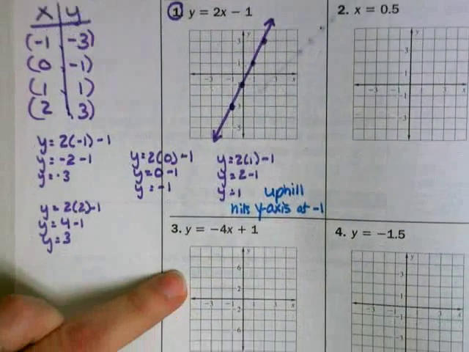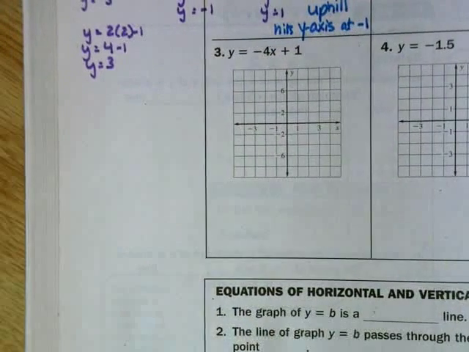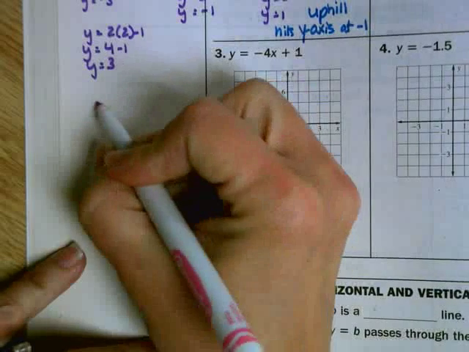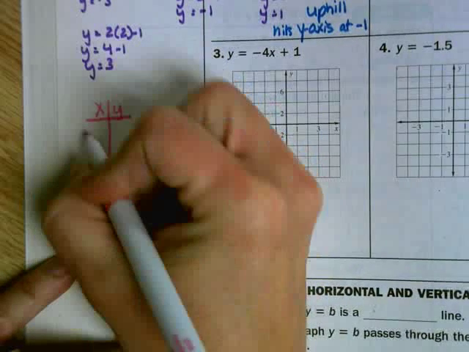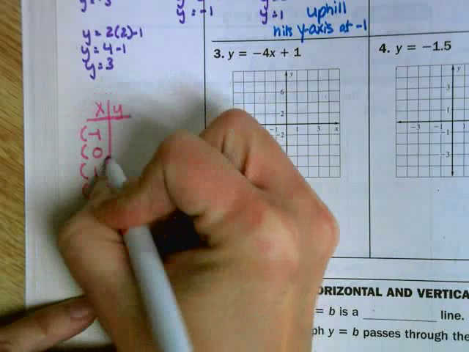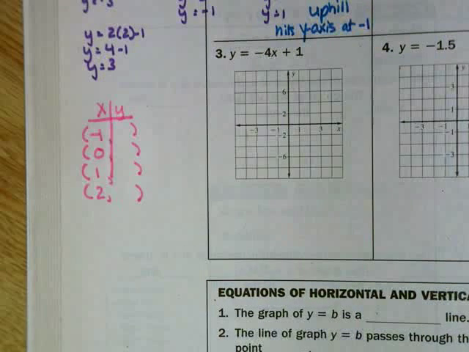So let's do number 3 really quickly, and I know you did some of these for homework already, so this is just going to be another warm-up where we're finding 4 solutions. So I'm going to do my work down here, make a little XY table, and I'm going to say, okay, well, let's do our same 4: -1, 0, 1, and 2. And I'm going to make them ordered pairs already, so I don't forget to do that.